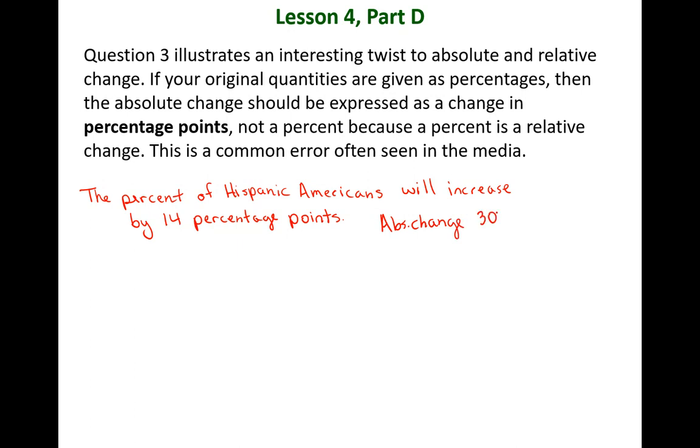It's 30 percentage points minus 16 percentage points, which is 14 percentage points. Okay, that's kind of a common mistake that people make. The actual growth of the Hispanic population during that time period looks to be about 165%.